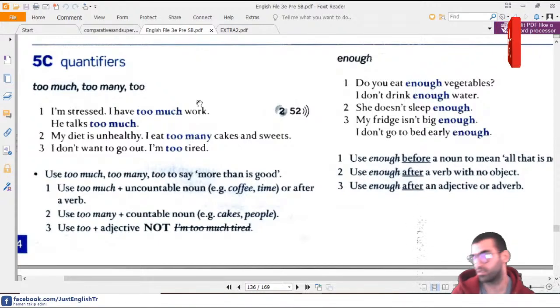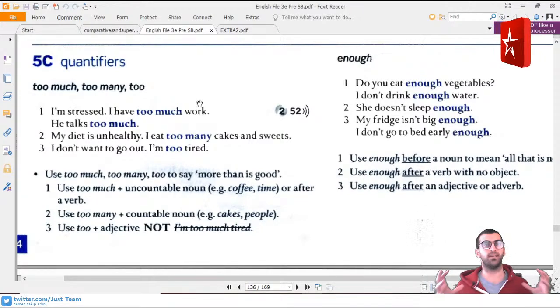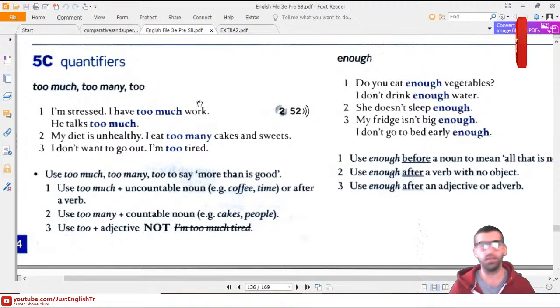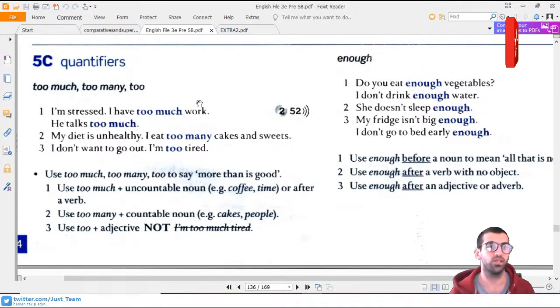Let's continue with quantifiers for pre-intermediate level. I'm using English File materials. Quantifiers add emphasis to the sentence, to the thing that we are talking about. Like we have too much, too many, and too. And how can we use them and why? Also we have enough. On the right side of the screen, you can see we use too much, too many, too, to say more than is good.